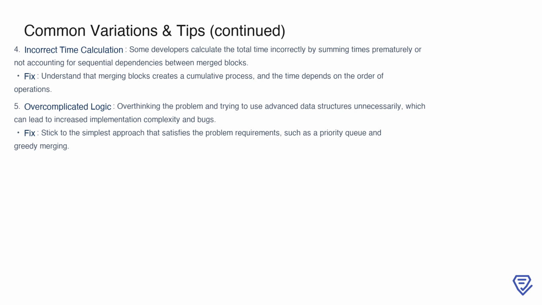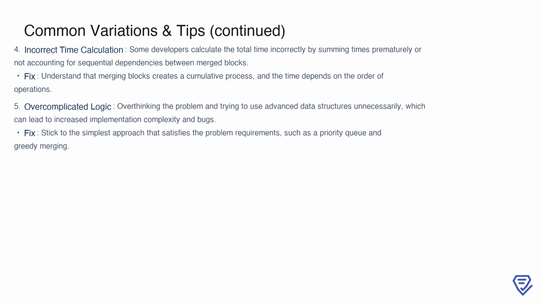Another common pitfall is incorrectly calculating the total time. This happens when developers sum up times prematurely or fail to account for the sequential dependencies created by merging blocks. Remember, merging blocks is a cumulative process, and the order of operations directly affects the total time. To fix this, it's crucial to understand the dependencies and ensure your calculations reflect the merging sequence.